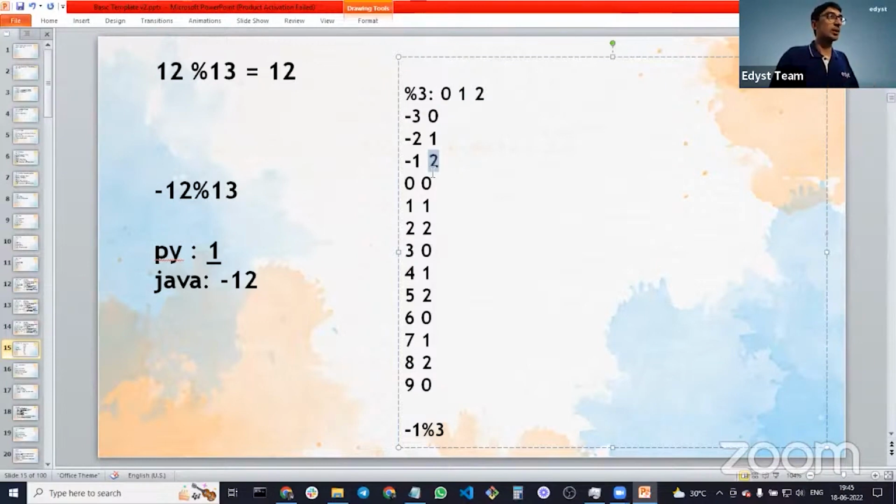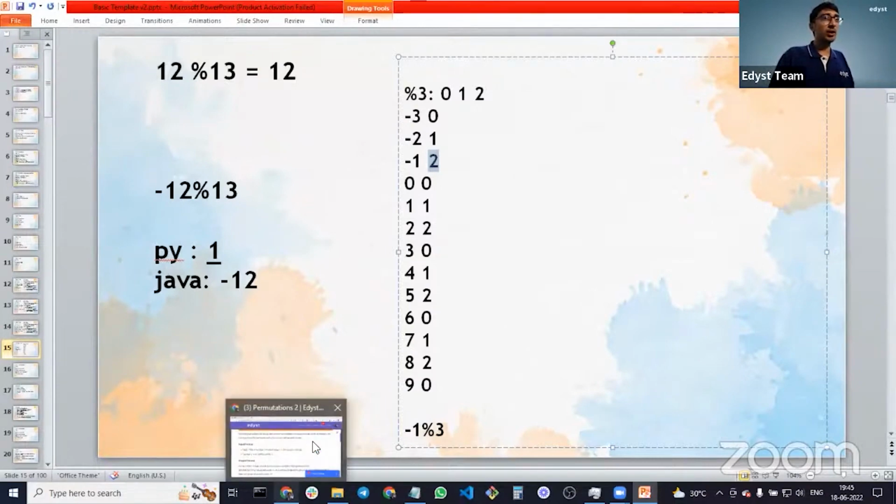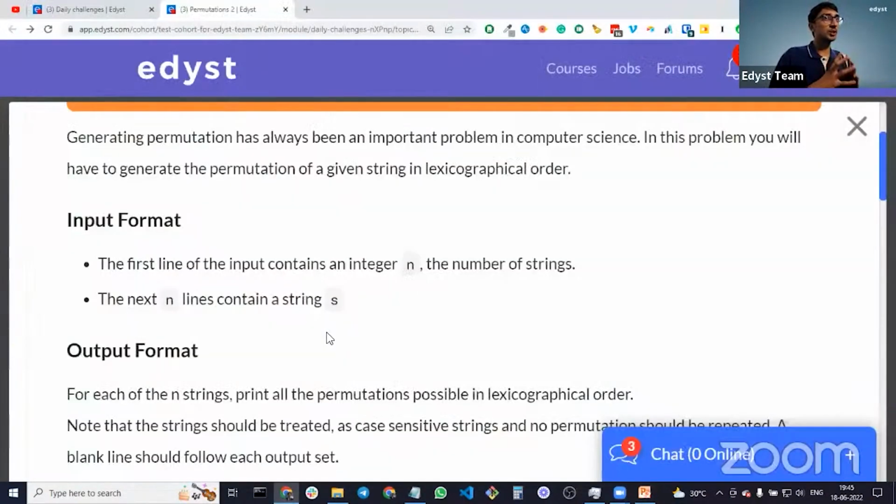Okay, cool. Awesome. All right. Are we all on the same page? Can we move on to this permutations 2 question, everybody, really quickly? All right. Shall we go? On to this question.